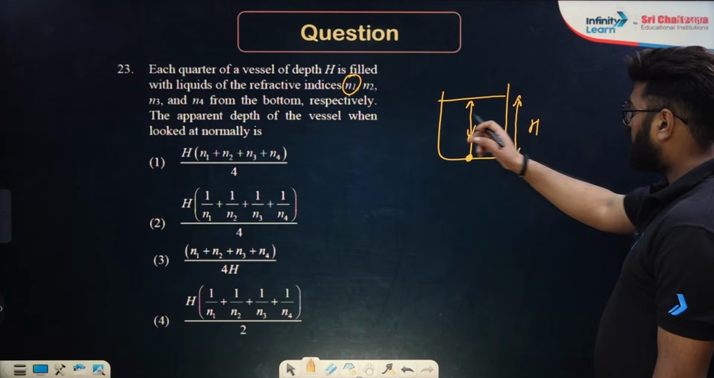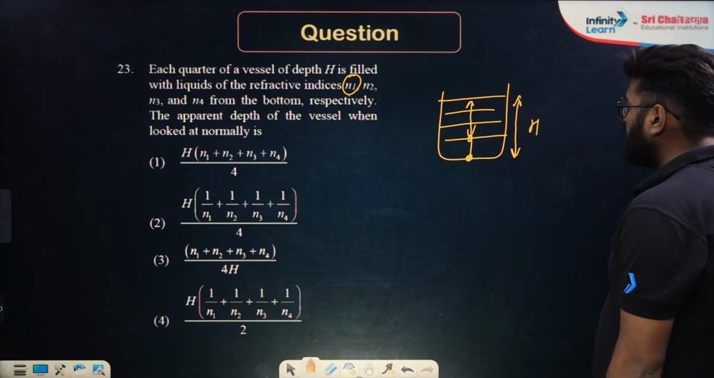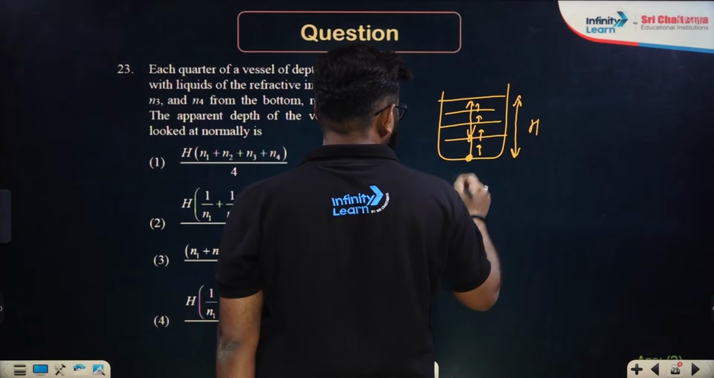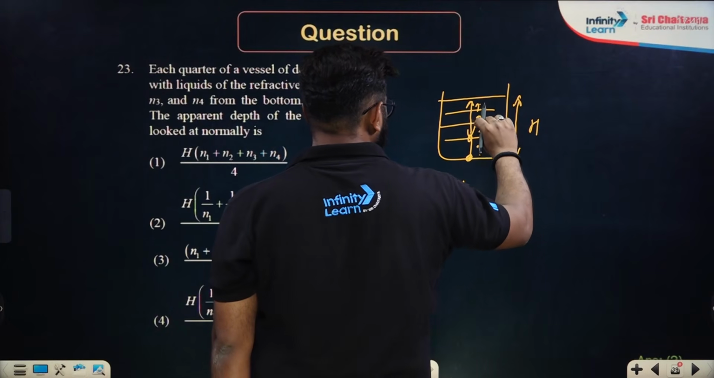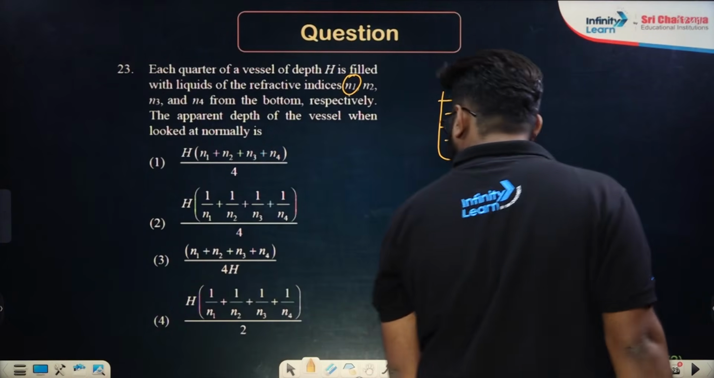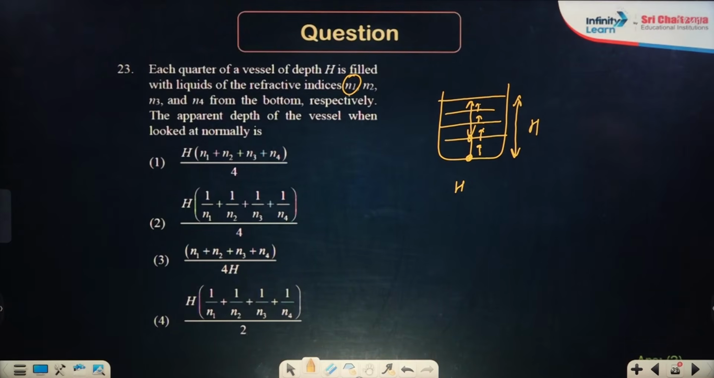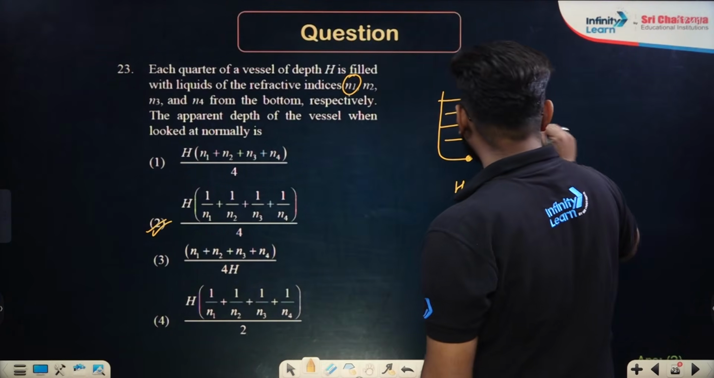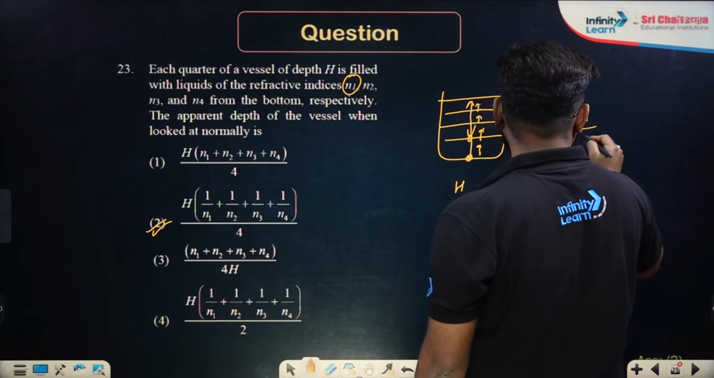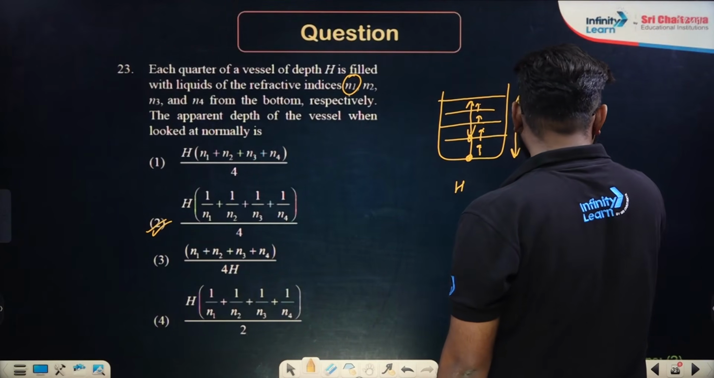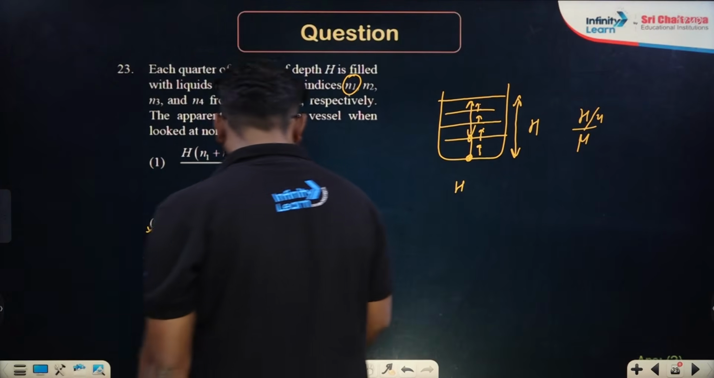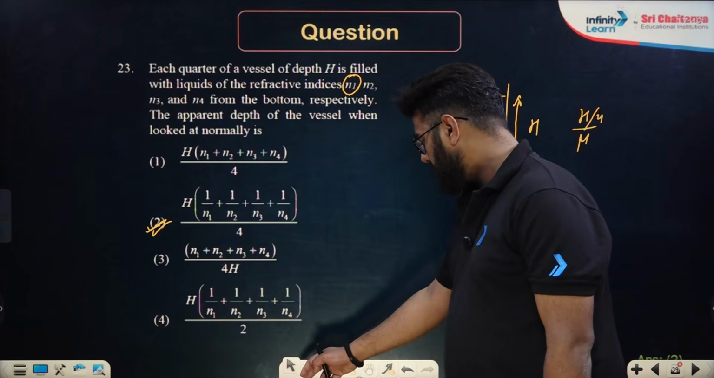And for quarters, for four of them, every one will make it upward by h by n1, h by n2, and so on. If you add all of them, it will be, perfect. Option number 2 will match, because every quarter will have a height decrement of, one will have h by n, but what if you make the height h by 4? So it will have h by 4n, correct? So option number 2 will be matching, correct?